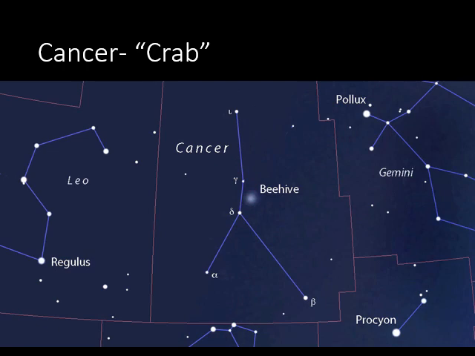Now, these stars will be quite a bit fainter than the ones in Leo, so if you live in the suburbs or near a city, it might be a little bit tricky to actually spot these stars. But if you can, look for that upside down letter Y.